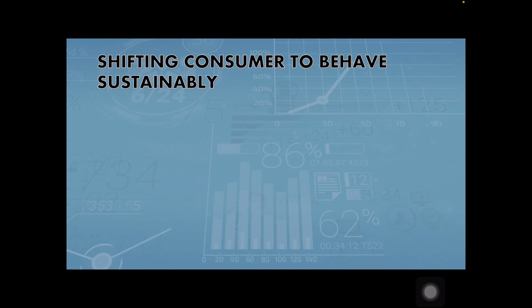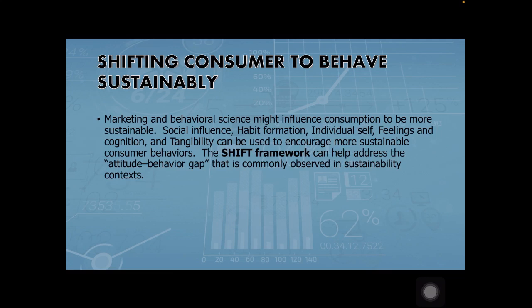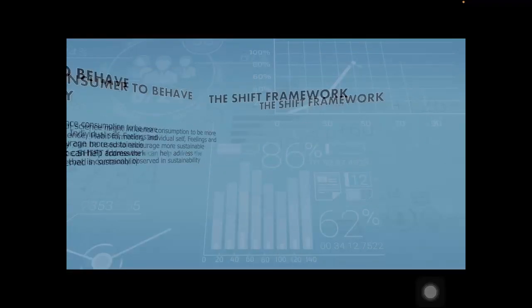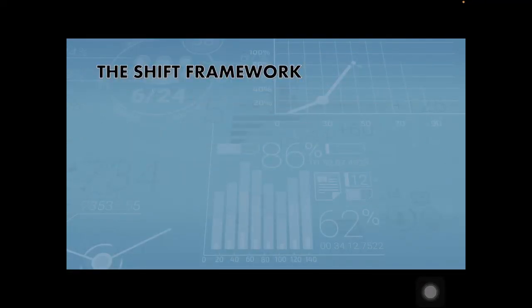Marketing and environmental science might influence consumption to be more sustainable. Social influence, habit formation, individual self, feelings and cognition, and tangibility can be used to encourage more sustainable consumer behaviors. The SHIFT framework can help address the attitude-behavior gap that is commonly observed in sustainability contexts. The SHIFT framework. This may include social influence.